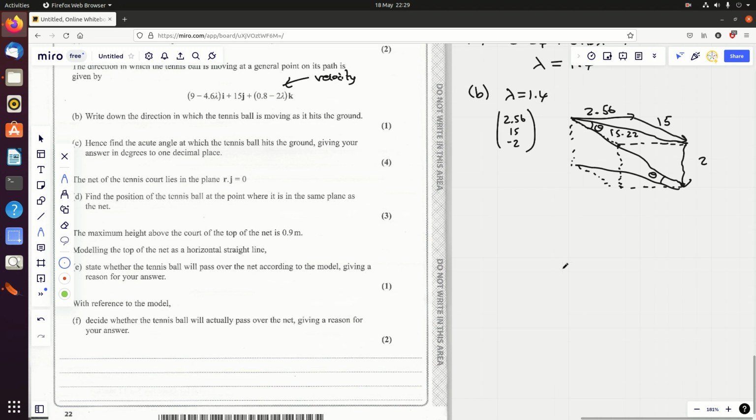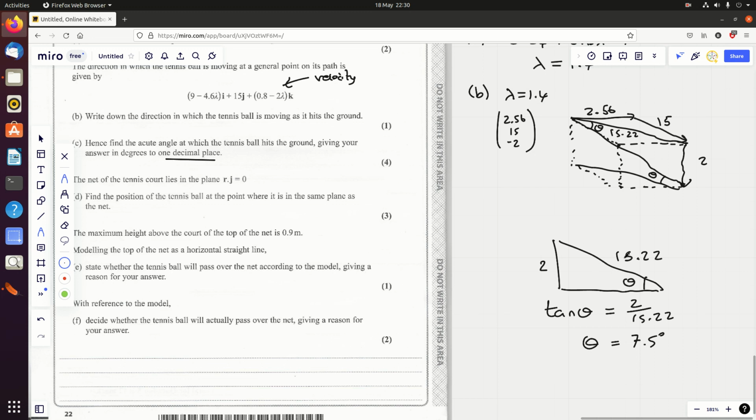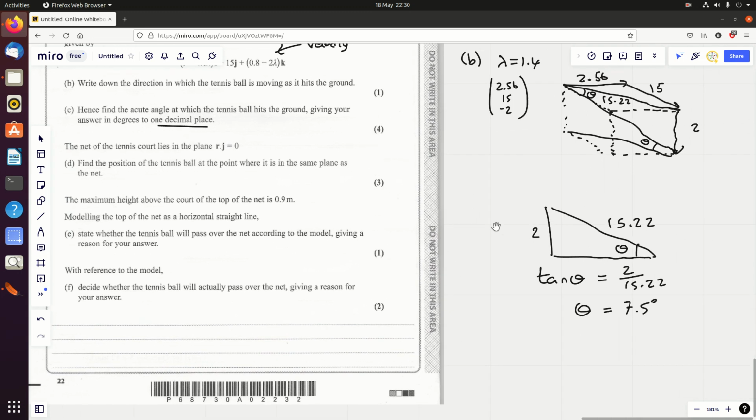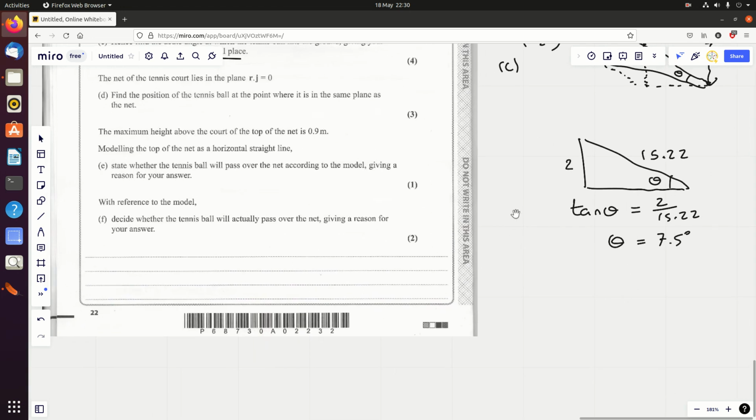And so what we've got here therefore is a triangle with that as 15, that as 2, and that as 15.22, and then you can do it with tan theta equals 2 over 15.22, and that gives you theta is 7.5 degrees. I think they specified 1 decimal place. I think if you use 15 rather than 15.22, it comes to 7.6, so they can tell if you've done it wrong, basically. But yeah, that's part C. Quite a tricky one, that one. Okay, but you didn't need it for anything else in the question, so if you didn't get that one right, it's not the end of the world.